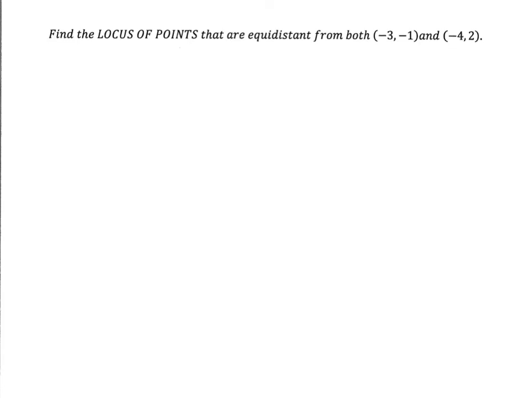So we have to find the locus of points equidistant from the 2 points, (-3, -1) and (-4, 2). Equidistant means any point that I'm going to call (x, y) will be the same distance to (-3, -1) as it is to (-4, 2). So I need to use the distance formula.